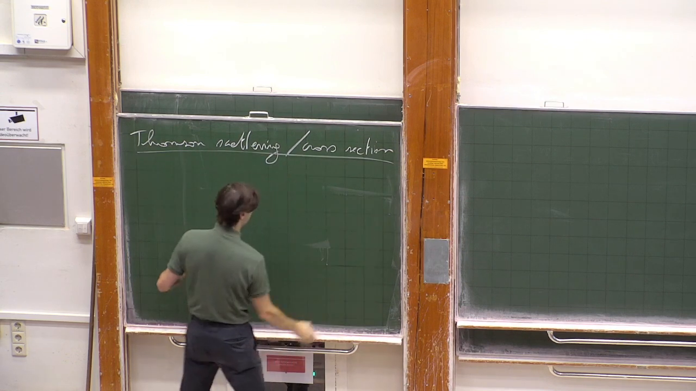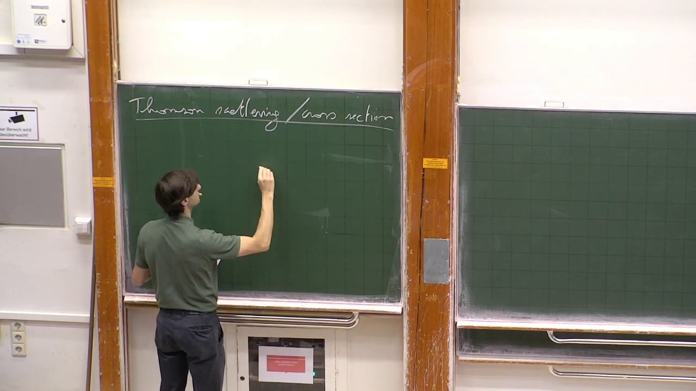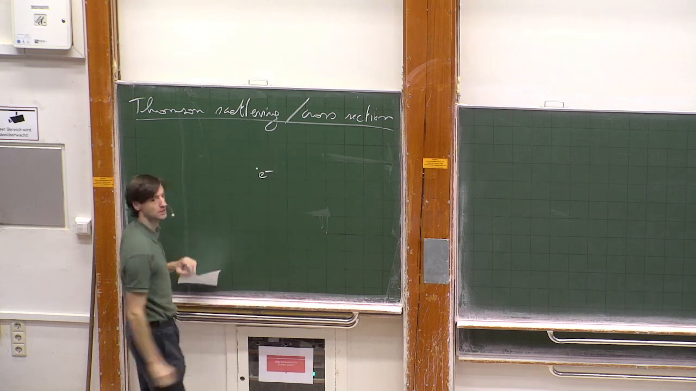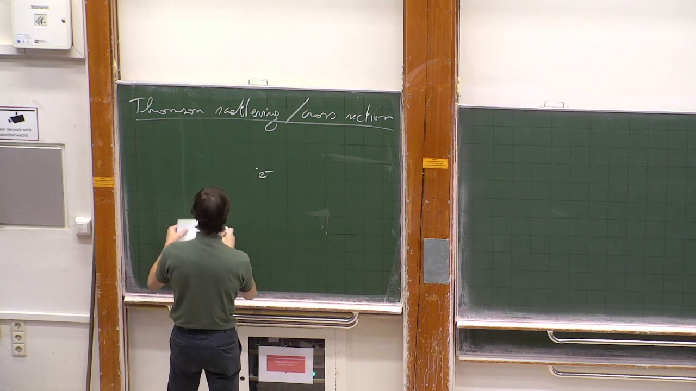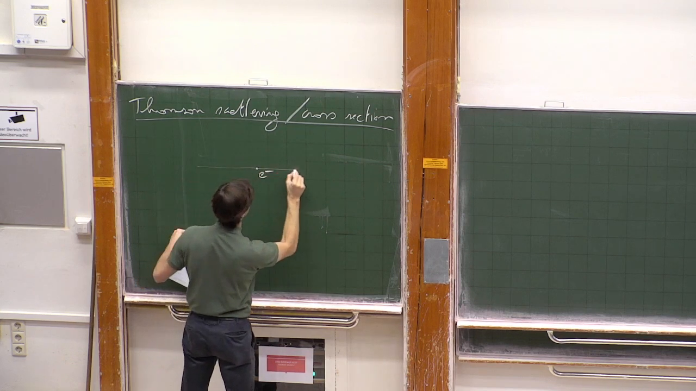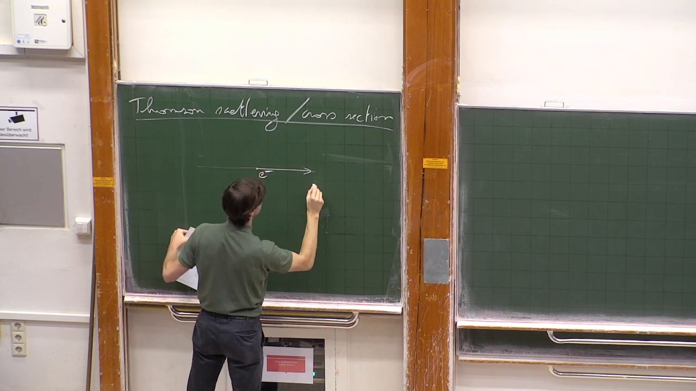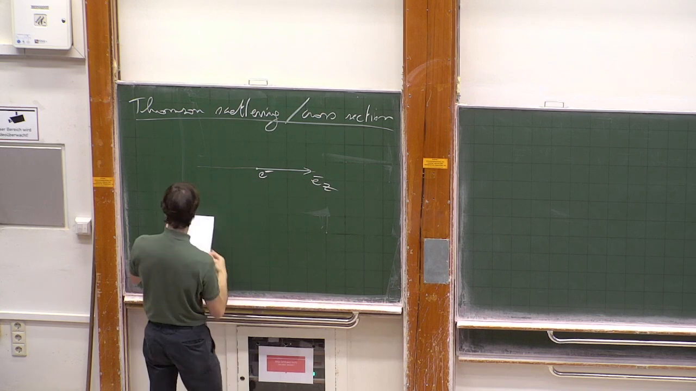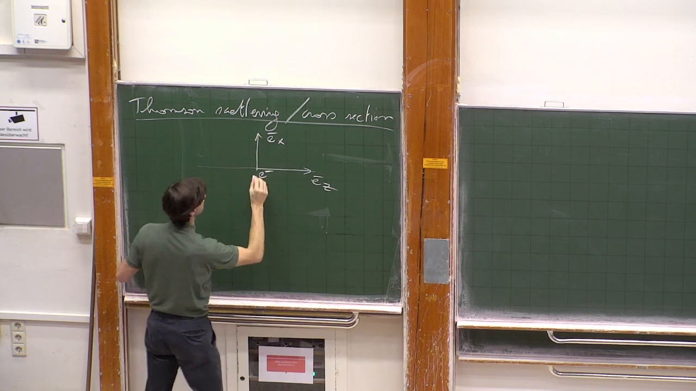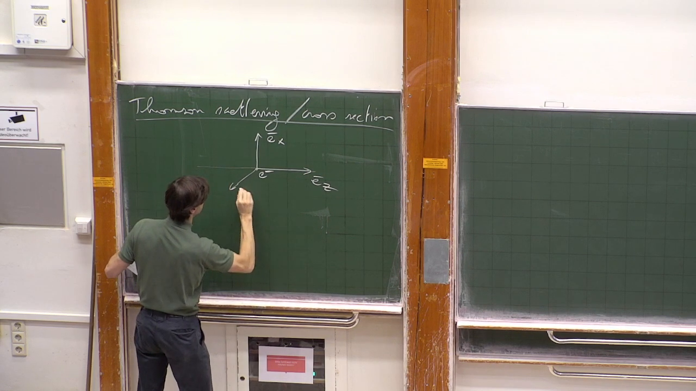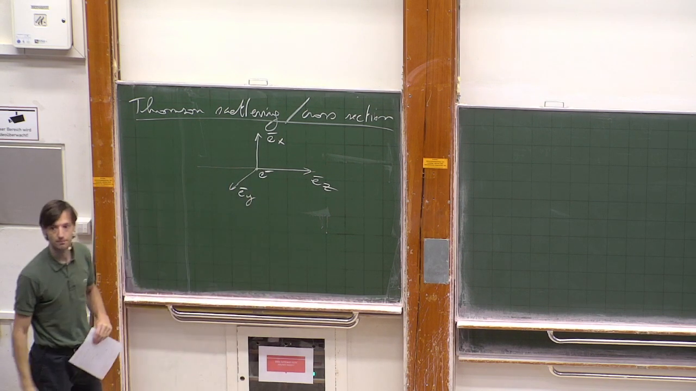What do we have here? Well, we have an electron that is sitting there somewhere. We can define the axis that I call Z, that is pointing in this direction. I have the axis X that is pointing in this direction, and Y is pointing in this direction.